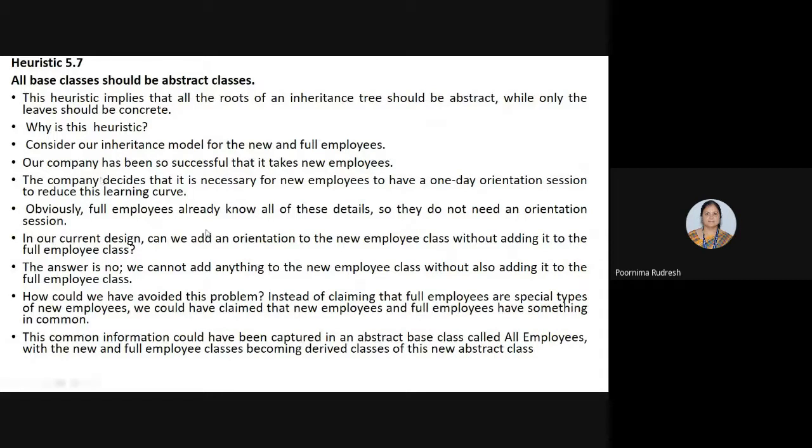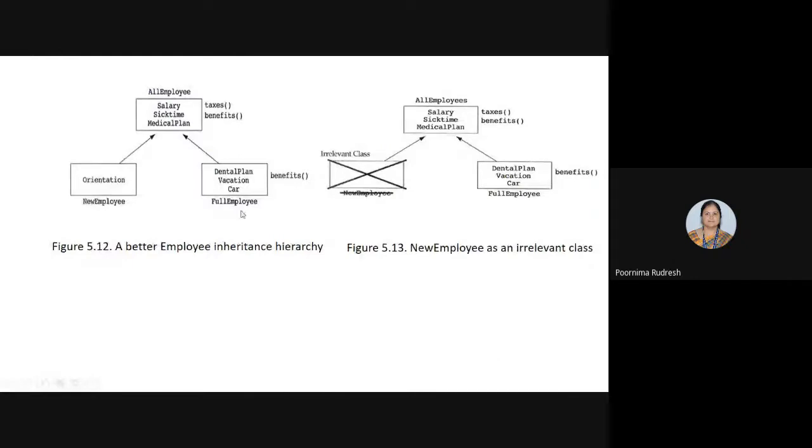So here, as I said, this is over, right? So the employee class with adding full employees. Here, that is deleted, right? And this common information could have been captured in an abstract base class called all employees, with the new and full employee classes becoming derived classes of this new abstract class. So here, the new employee and full employee become the derived classes of the abstract class all employee. Some designers accept this type of inheritance hierarchy, but some designers treat the new employee as an irrelevant class and simply avoid it.